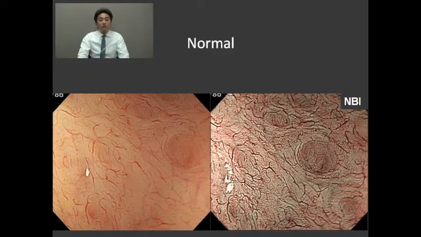So now I'd like to discuss an overview of this study. Normal mucosa has oval-shaped diffuse areas and a fine regular network of microvessels. These oval-shaped diffuse areas were named dimple signs in a previous report by Dr. Itoi. Both dimple signs and a fine regular network of microvessels are the characteristic features of normal bile duct mucosa.